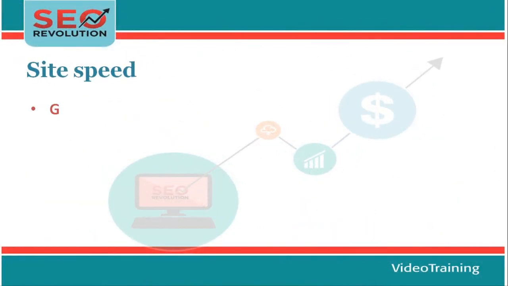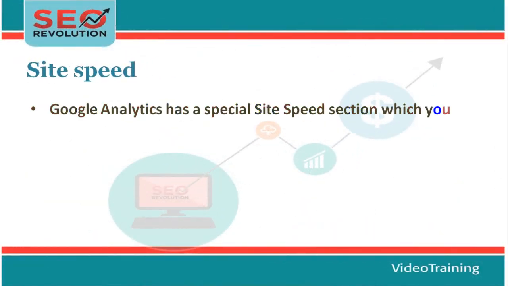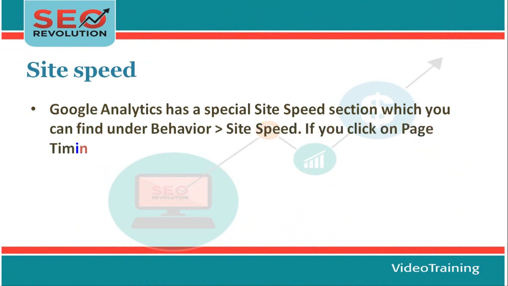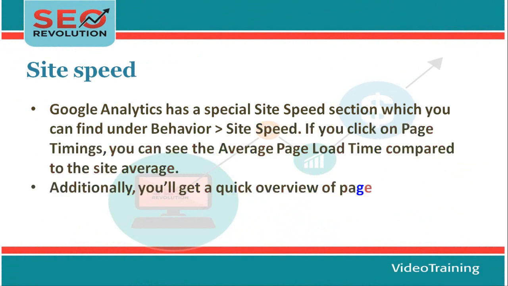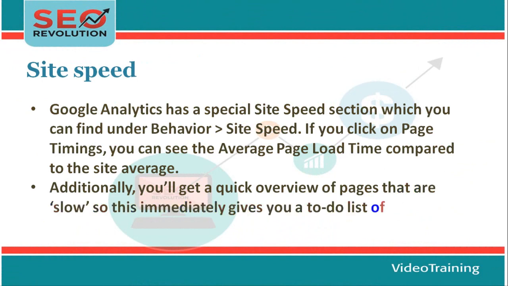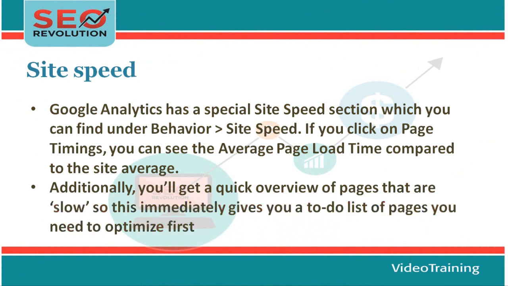Site speed. Google Analytics has a special site speed section, which you can find under Behavior, Site Speed. If you click on Page Timings, you can see the average page load time compared to the site average. Additionally, you get a quick overview of pages that are slow. So this immediately gives you a to-do list of pages you need to optimize first.